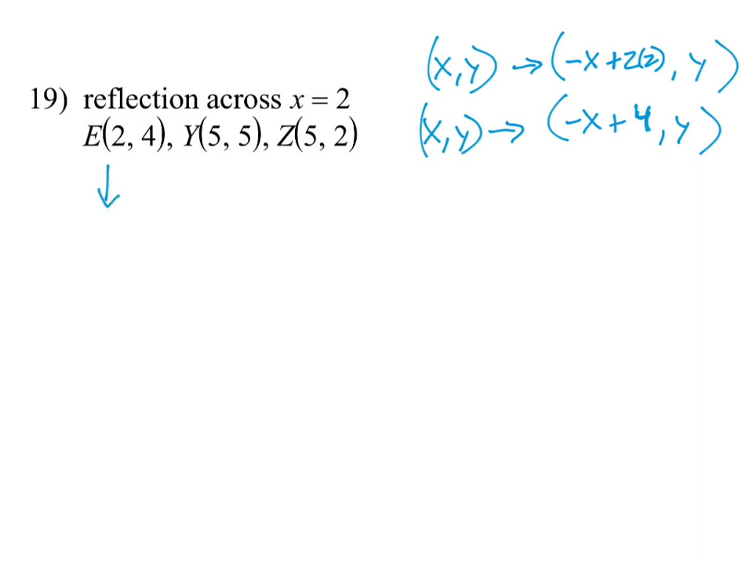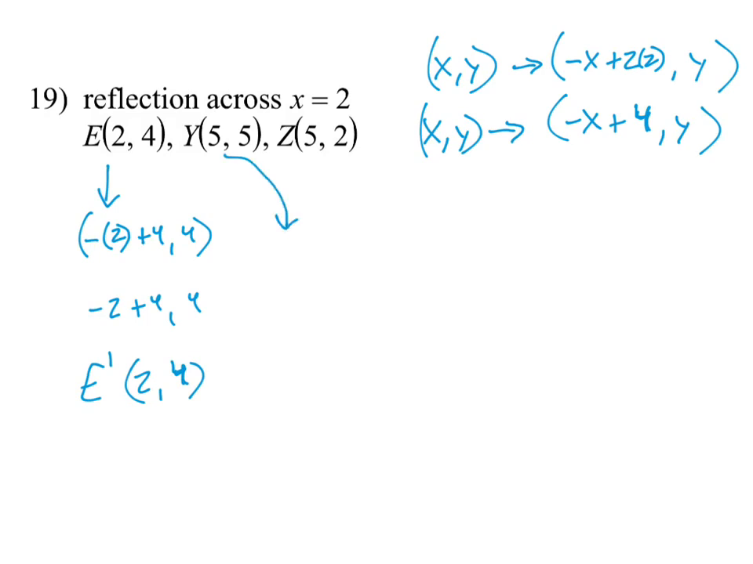So this is going to turn into -2 plus 4, and then the 4 is going to stay the same, which is going to be -2 plus 4, and then 4 stays the same, so I get (2, 4). So that's where my E prime turns out to be.